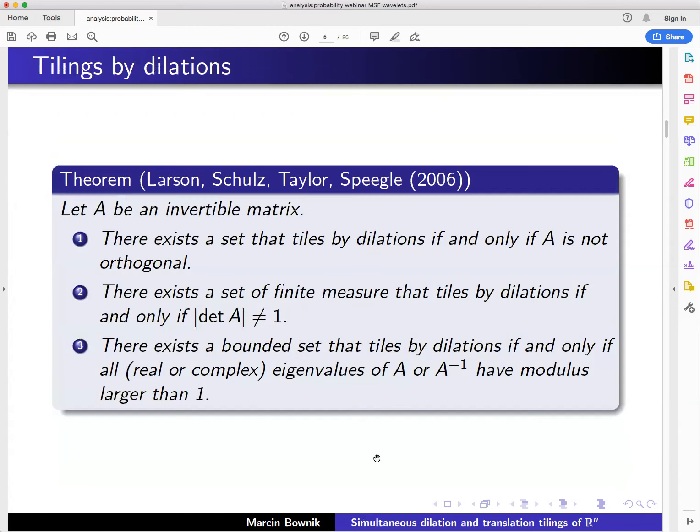Now you can ask yourself about tilings by dilations, because tilings by translations always exist, regardless of what lattice you take. For tilings by dilation, there is a result that's quite elementary, but this is the first instance that we know of where it appeared in the literature, a result of Larson, Schulz, Speegle, and Taylor. When you start from an invertible matrix A and want to find a set that tiles by dilation, you can find such a set if and only if A is not an orthogonal matrix.